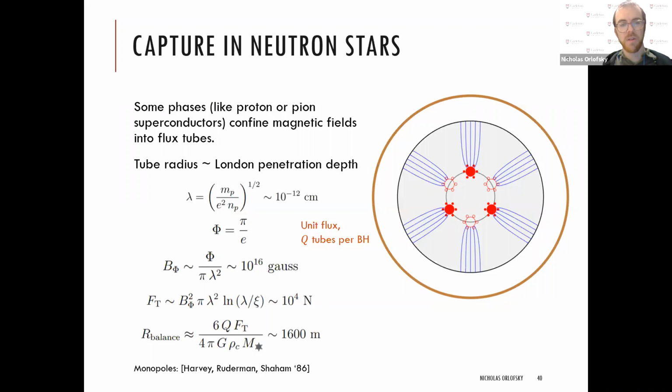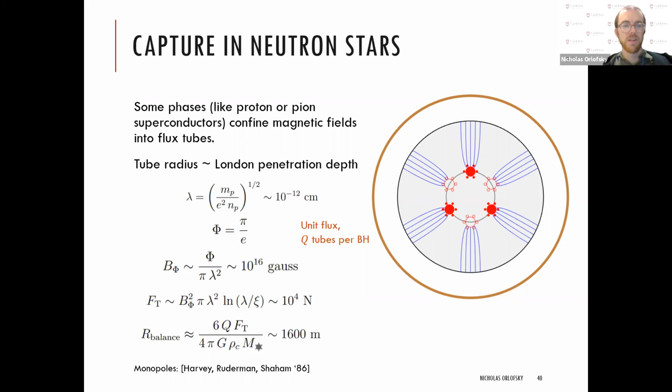So if the core region is in one of these phases, then these superconductors, of course, want to expel magnetic fields. They don't want magnetic field lines passing through them. But if you force there to be some magnetic fields there, say by sticking a magnetically charged object, then all of the magnetic fields are going to be confined into flux tubes. And these tubes are very, very compact.